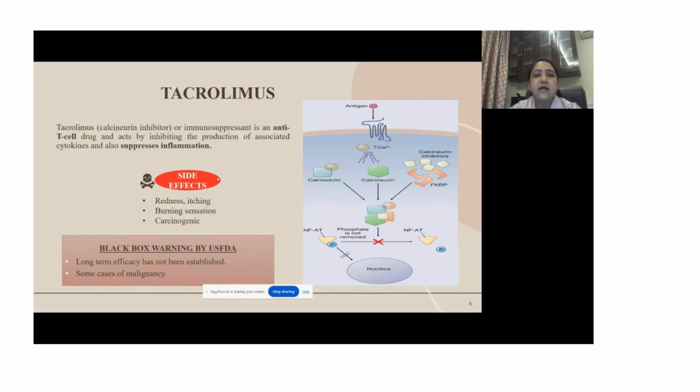But tacrolimus has some side effects like redness, itching, burning sensation, and it has carcinogenic potential also. The US FDA in 2016 gave a black box warning for tacrolimus. So we can use tacrolimus in less concentration, like 0.03% and 0.1%, but with tacrolimus there are some cases of malignancy. So I have used a lower concentration of tacrolimus with tetrahydrocurcumin because there is a synergistic effect.